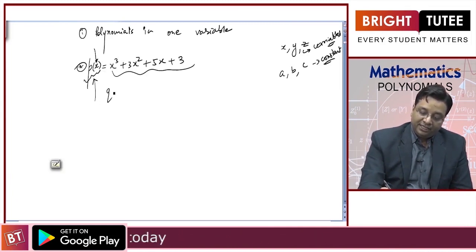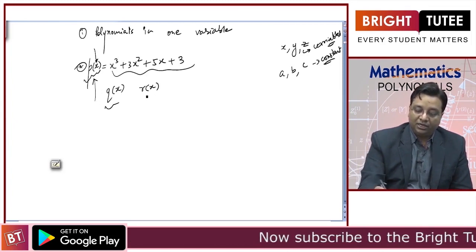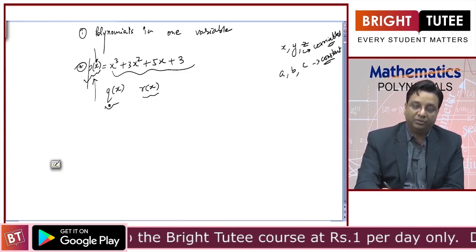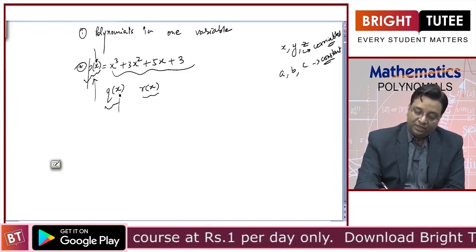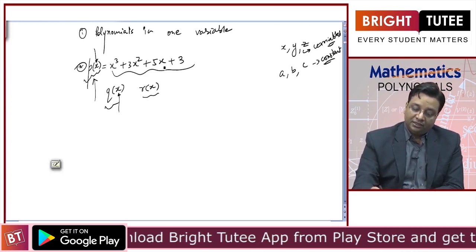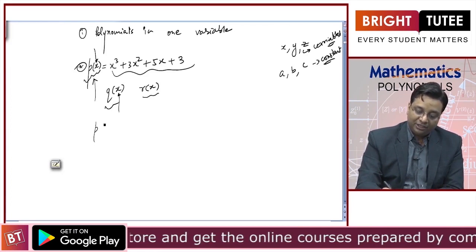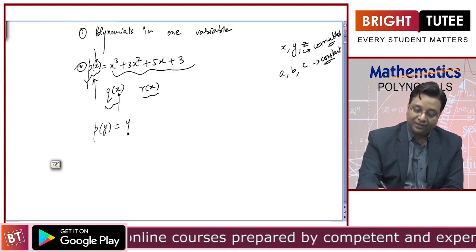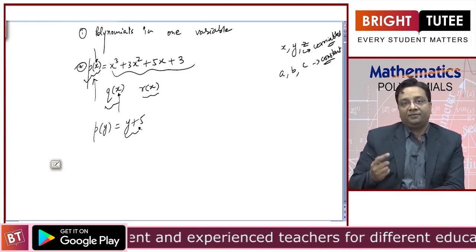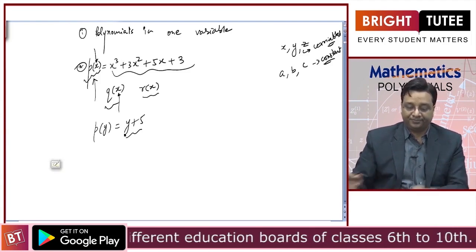You may see q of x somewhere, r of x. These are all just ways to denote a polynomial whose value depends on the value of x. Now you may have some other variable. In that case you will see expressions like p of y equals y plus 5, let us say. This is a polynomial in y, right? The variable I used here is y.